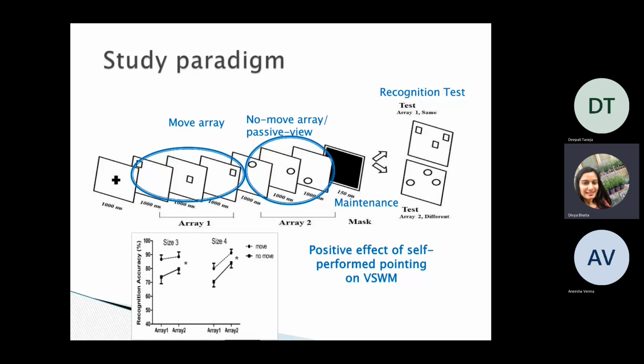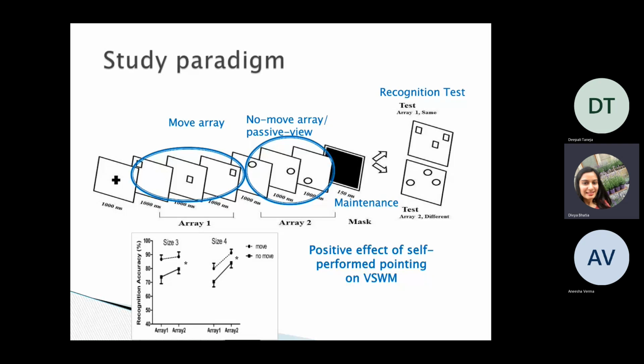So what does this tell us? This tells us that pointing movements have something to do with working memory. These questions were not investigated before. In fact, the interaction between working memory and movements hasn't been investigated a lot. So this was the very first experiment.